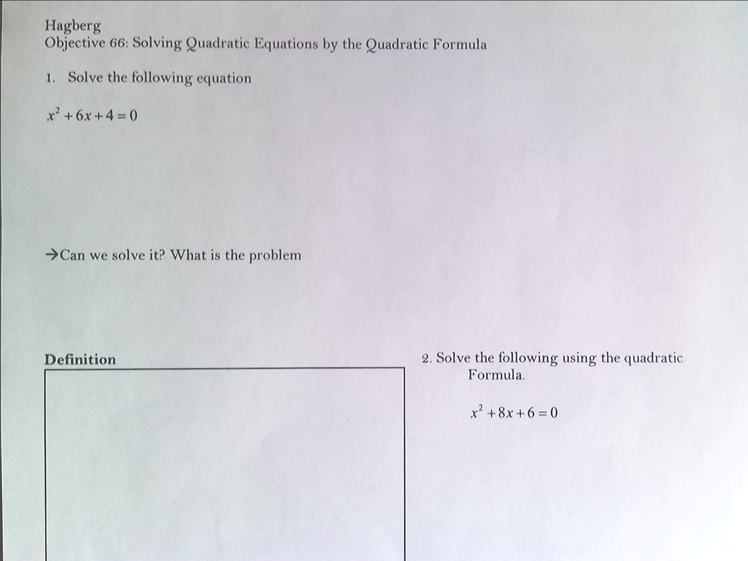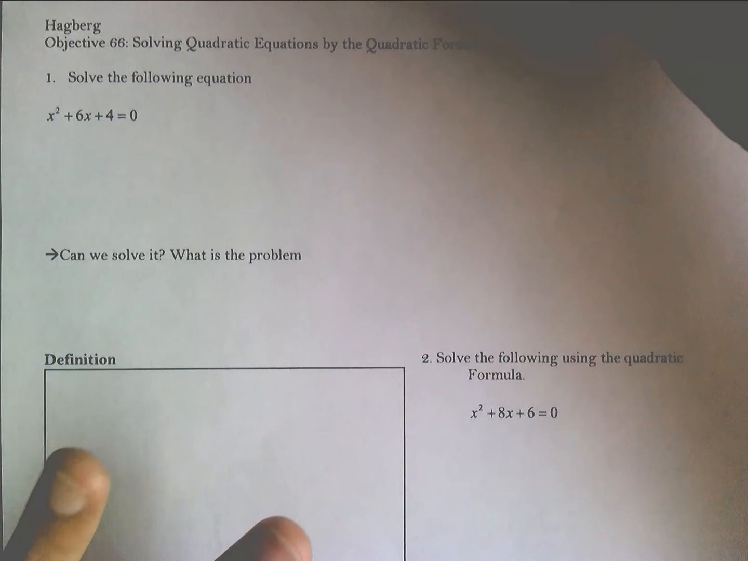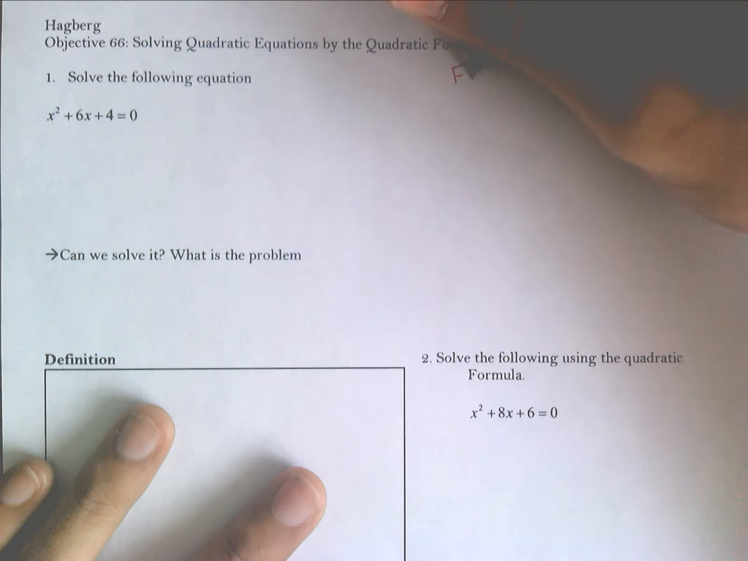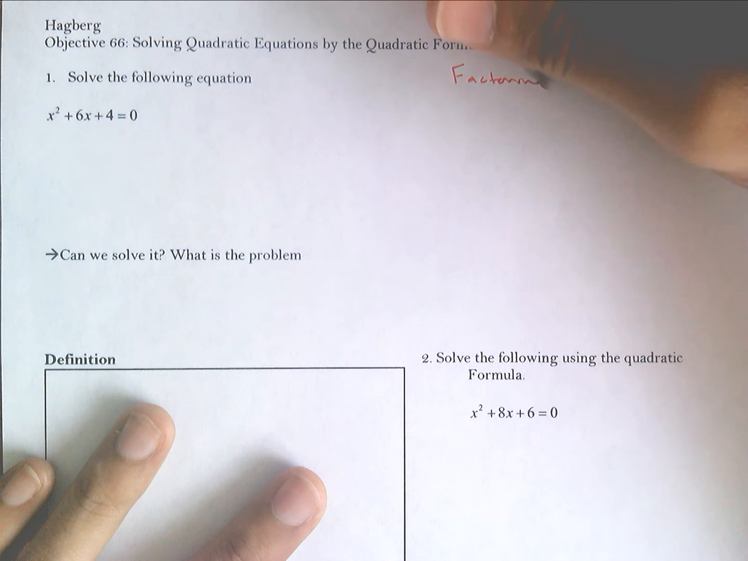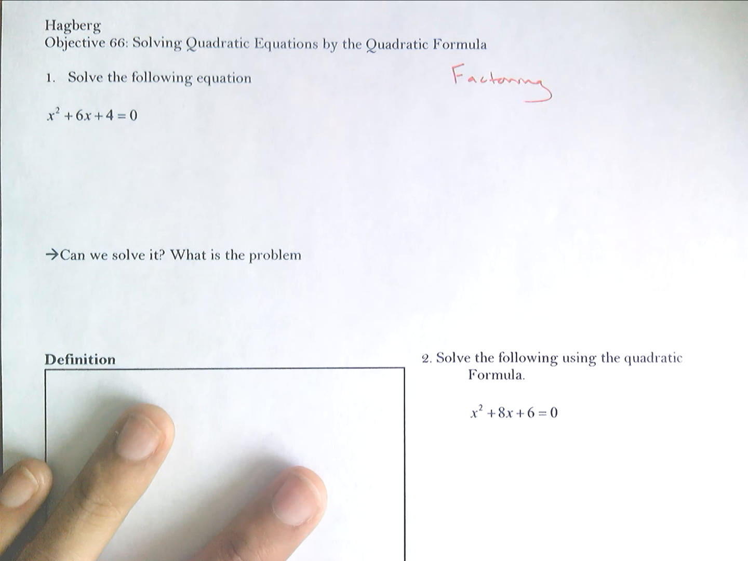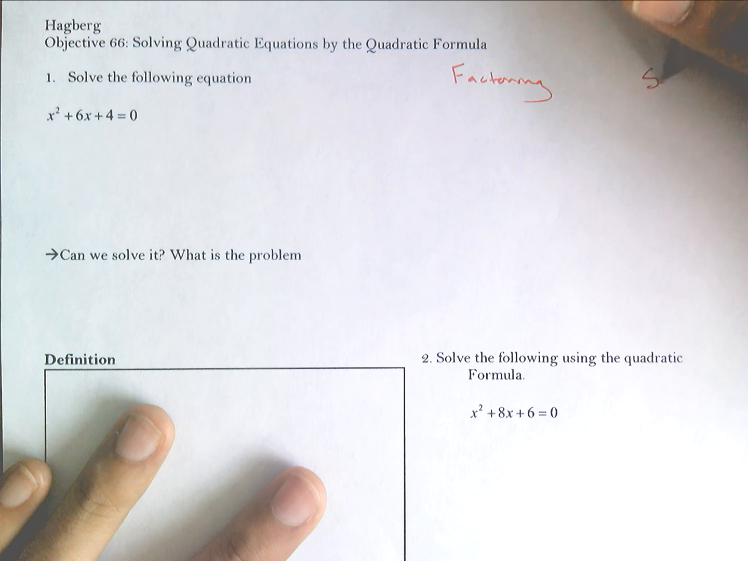All right, here we go with objective 66, solving quadratic equations by the quadratic formula. So I just want to do a quick recap of how we've learned to solve quadratic equations. Well, we've learned how to solve them by factoring and using the zero product property, and also by square roots.